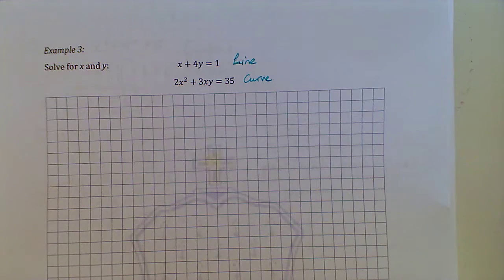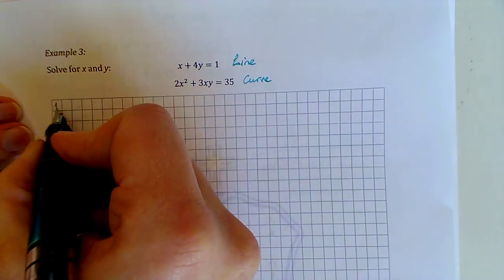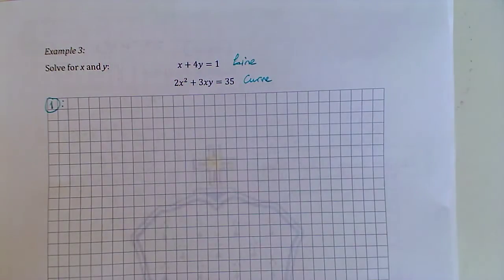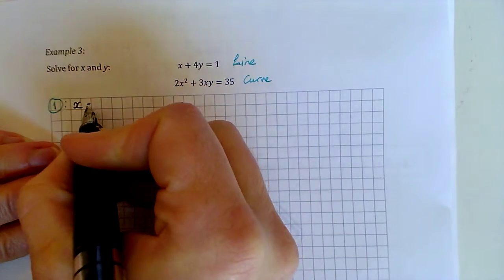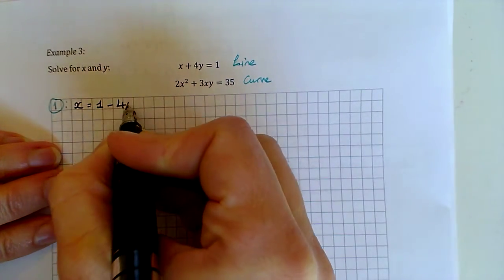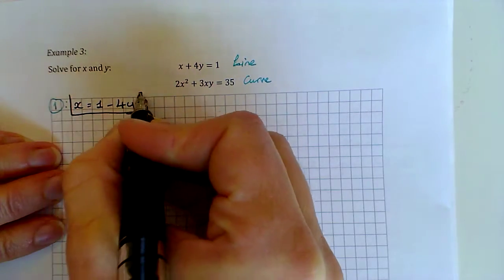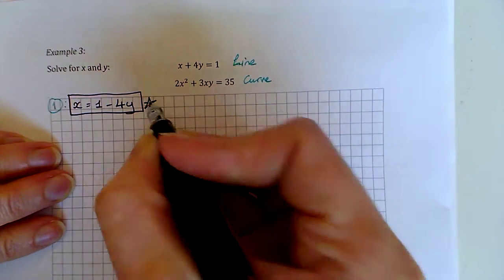Okay, so go through the steps again. The first step is to rewrite x in terms of y. So we'll have x equals something, something, something. So x will be 1 minus 4y. And I'll put that in a box because I'll be referring back to it later.